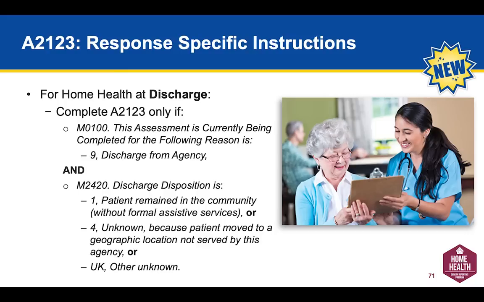At discharge, the assessor will complete A2123 only if the reason for assessment completion is because the patient was discharged from the agency, or number 9 in M0100, and if the patient's discharge disposition, as documented in M2420, is listed as 1, patient remained in the community without formal assistive services, or 4, unknown, because the patient moved to a geographic location not served by your agency, or UK, other unknown.